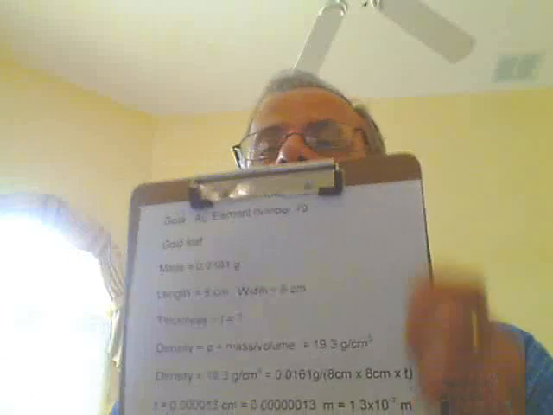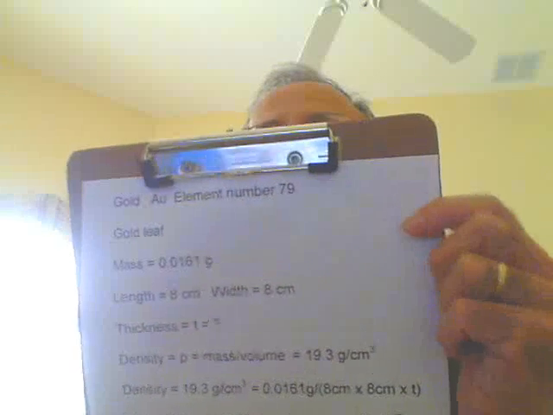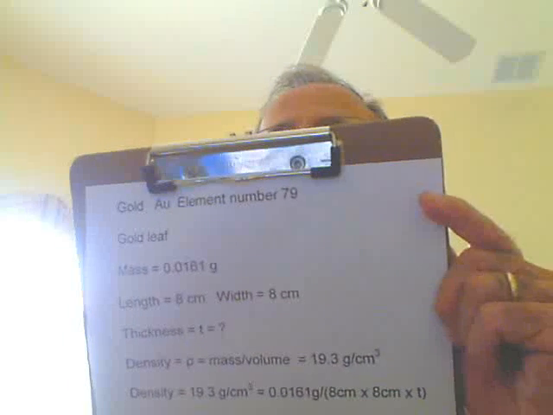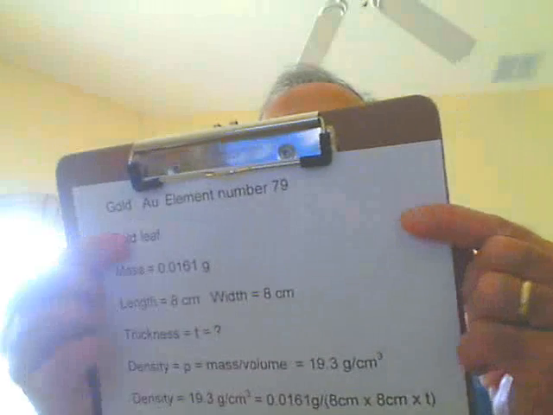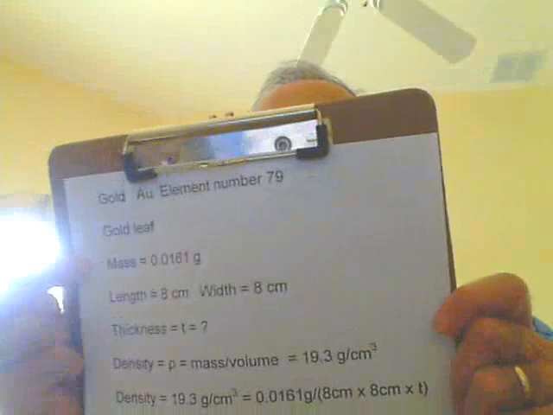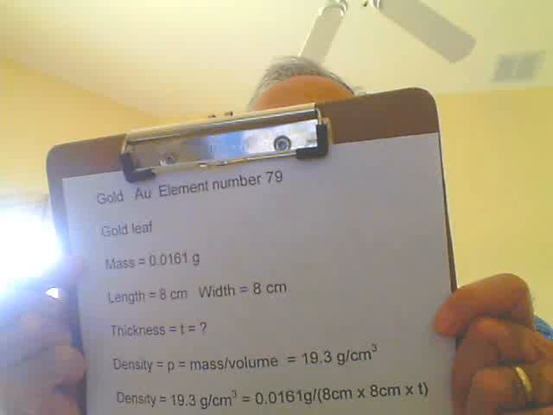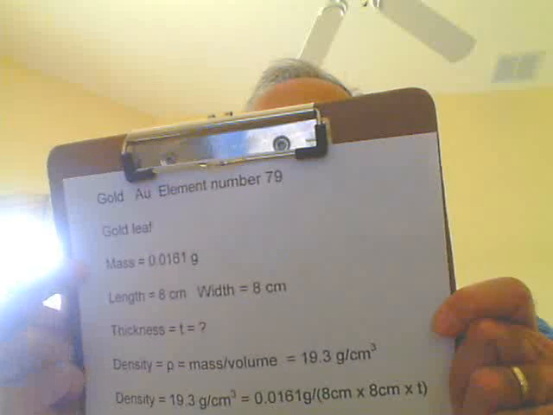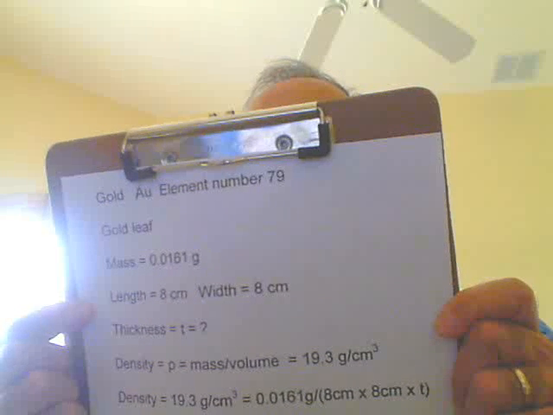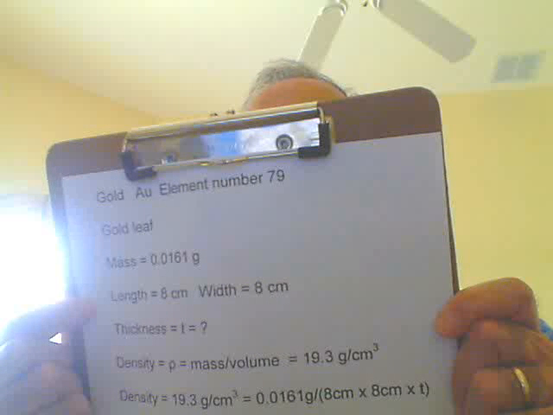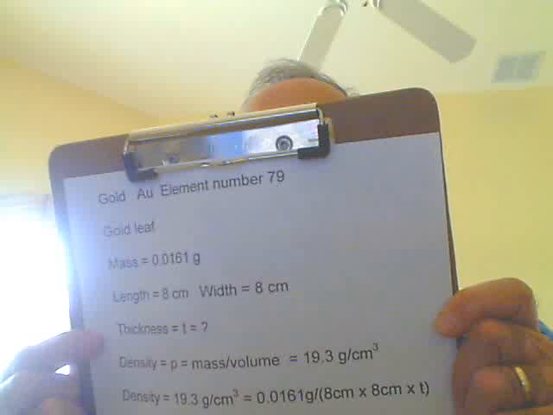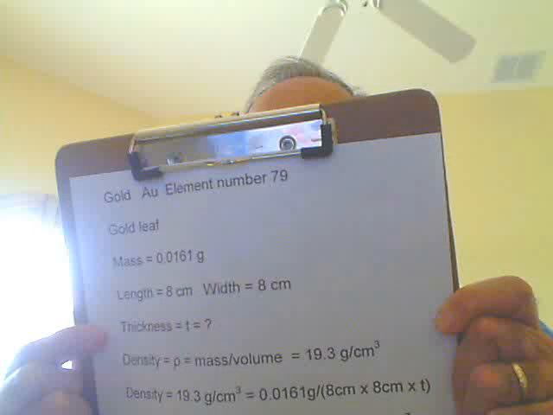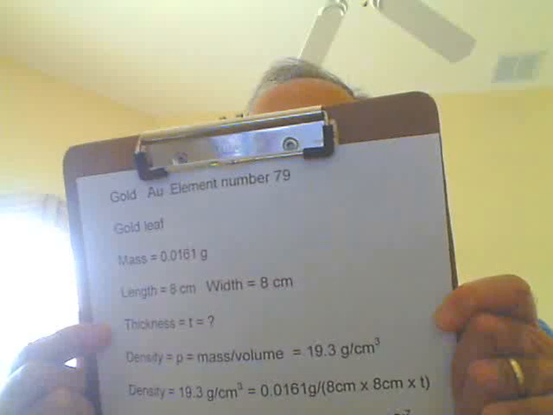Now one day, a few months ago, I took a piece of gold leaf. I wanted to see how thick it was. So I measured its mass, and the mass was 0.0161 grams. It was a square piece of gold, 8 centimeters long and 8 centimeters wide, and I wasn't able to measure the thickness because it was extremely thin.